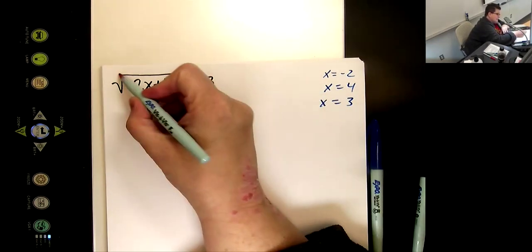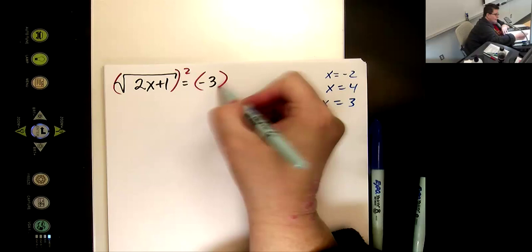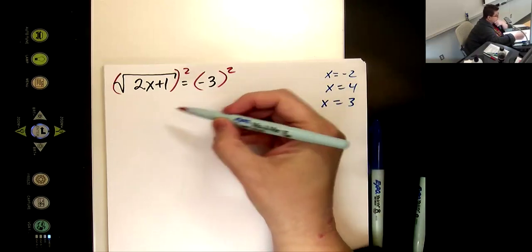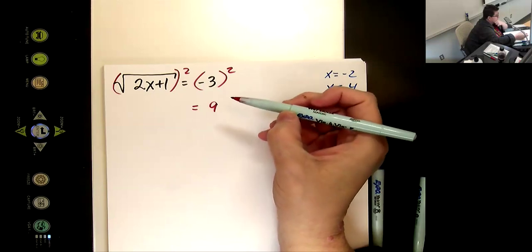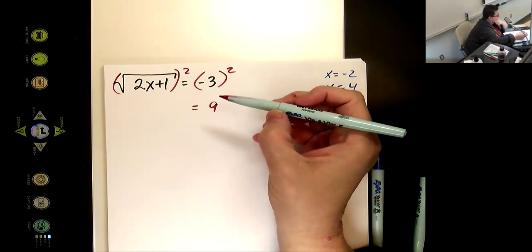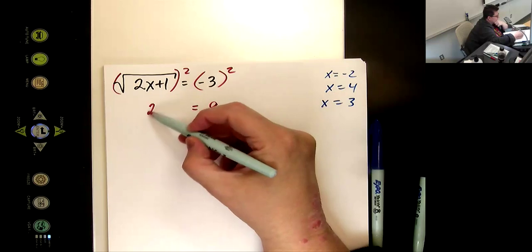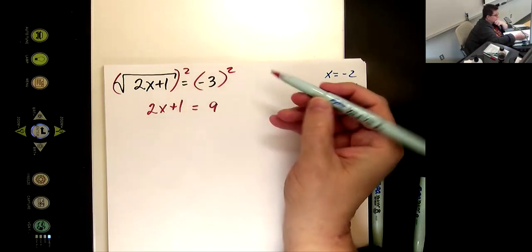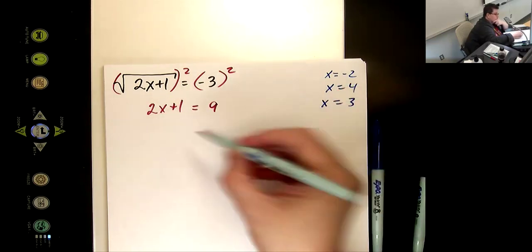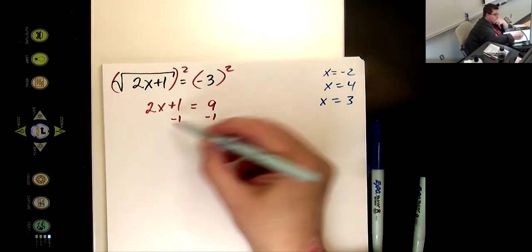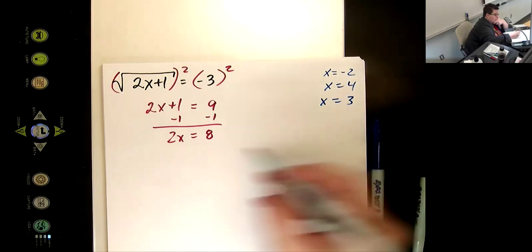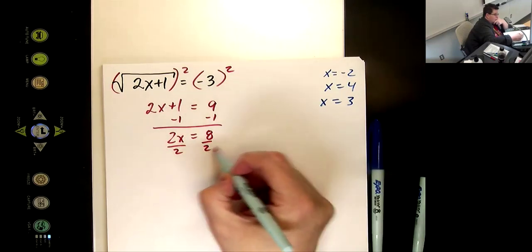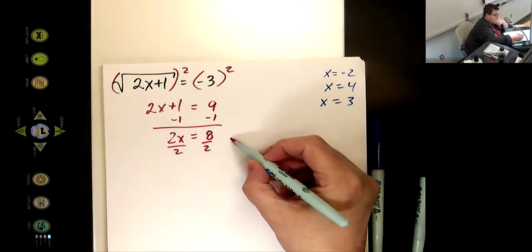So we square it. And what do I get? 9. And on the right hand side, subtract 1 from 9. Positive 8. Divide 2 by both sides. And we're left with x equals 4.